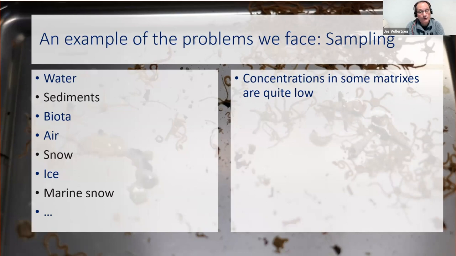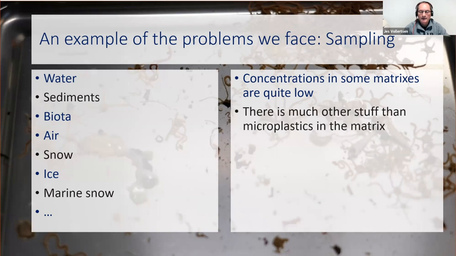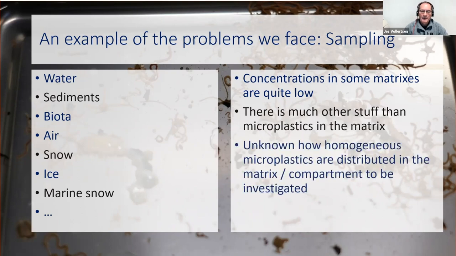Some matrices, the concentrations are very low. For example, drinking water, where we analyzed in, for example, Sweden, where we had to collect, I think it was 3 cubic meters for one sample in order to just get enough to be able to analyze it. And in other matrices, there is much other stuff than microplastics. Actually, in most matrices, there's much other stuff than microplastics, and you have to get rid of it before you analyze.